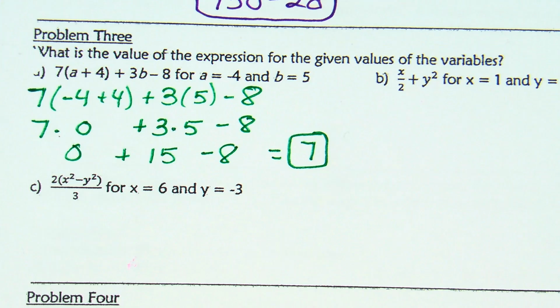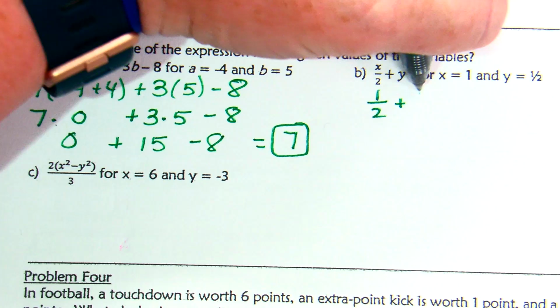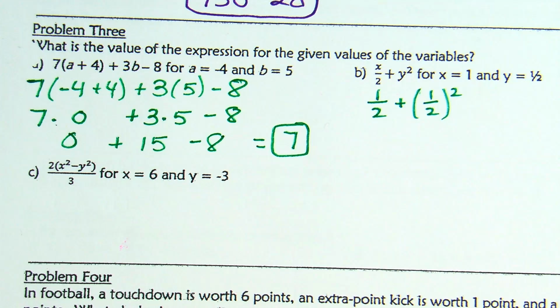Okay, let's try B. x over 2 plus y squared, and x is given as 1, and y is given as 1/2. What am I going to encourage you to start by doing? Fill in those holes, right? Fill in the variables. So x over 2 is going to be 1 over 2 plus y squared. So I'm going to write that as 1/2 squared.